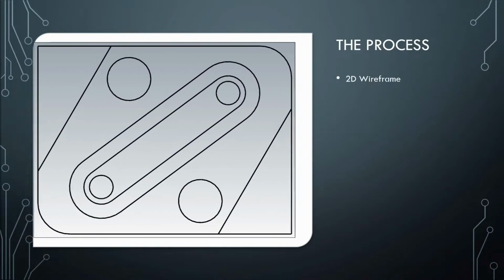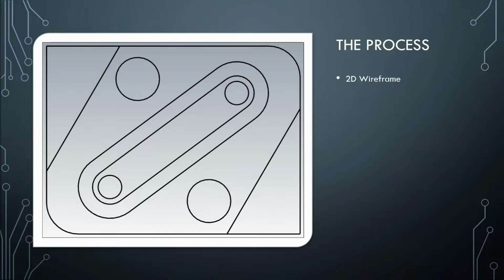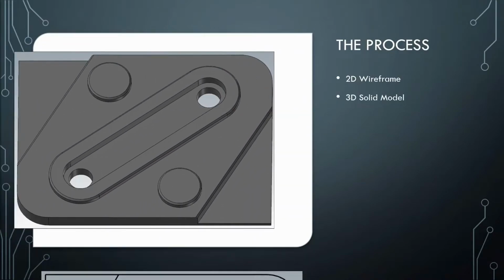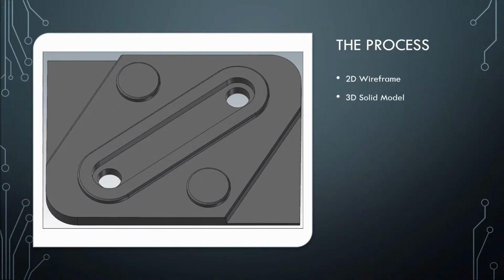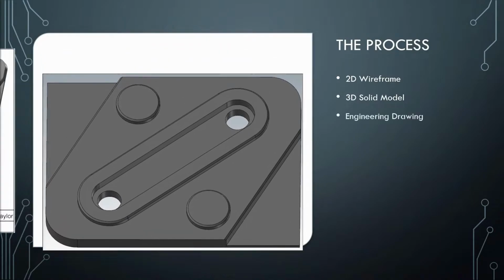A 2D wireframe is often the starting place of a project in Mastercam. From there, it can be fairly easily turned into a 3D solid model. Since Mastercam also has built-in drafting functions, after a model is created, you have the option of creating an engineering drawing of the part.